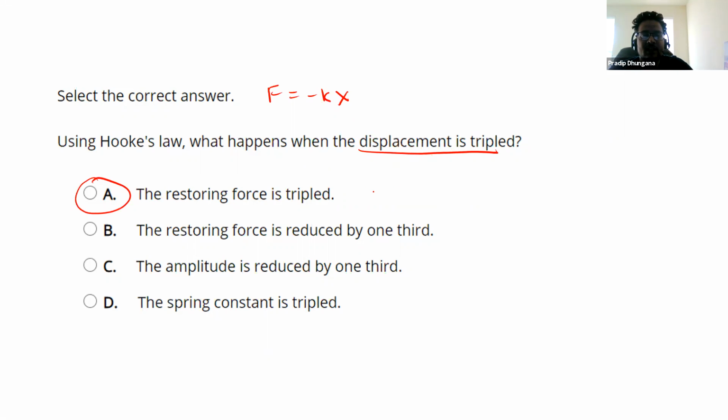We can think about this problem in another way. Let us suppose F dash is the new force when displacement is tripled, that is negative k. Now displacement is 3 times x. So let's rearrange it and pull that 3 in the beginning. So it becomes 3 times negative kx. Negative kx is the restoring force in the beginning. So 3 times F. So that means the restoring force is tripled. We can see here, restoring force is tripled.